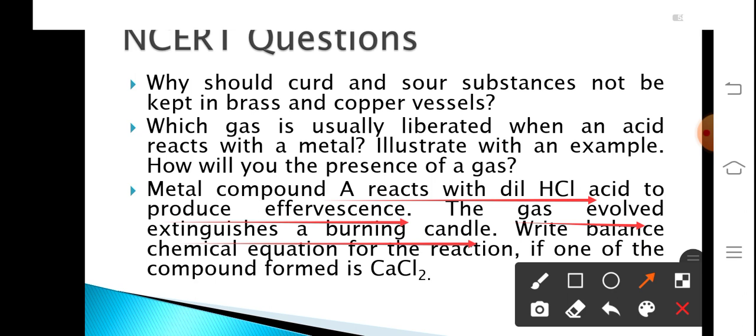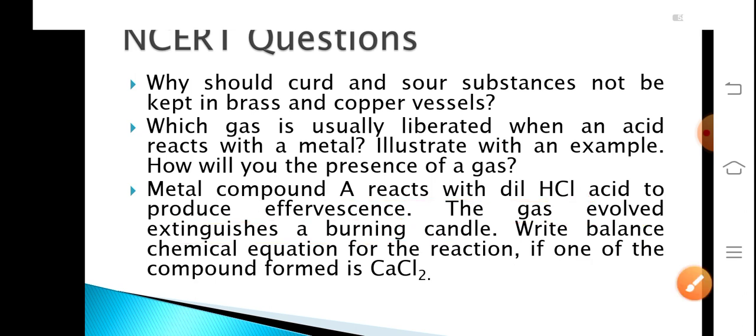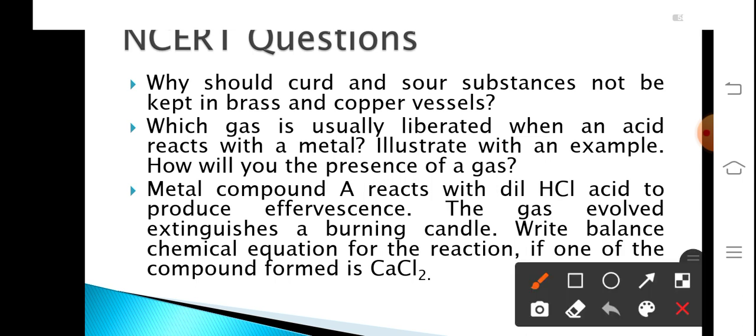So carbon dioxide will be the gas because it is a fire extinguisher. So when is CO2 liberated? CO2 is liberated when a metal carbonate reacts with the acids. So by learning the activity, you can easily get the answers. So what will be the balanced chemical equation for this? That is, the metal carbonate when reacted with HCl forms metal chloride, that is calcium chloride is formed in this reaction. So the metal will be calcium. So A will be calcium carbonate and the product will be calcium chloride.